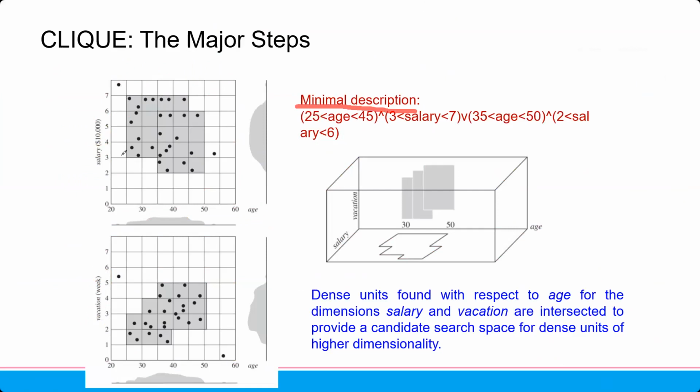So let's say the minimum description is the density should be at least 2. Okay. Then okay, this is 2. This is 2. This is 2. This is 2. And this is 2. This is 2. And okay, the other is 1.